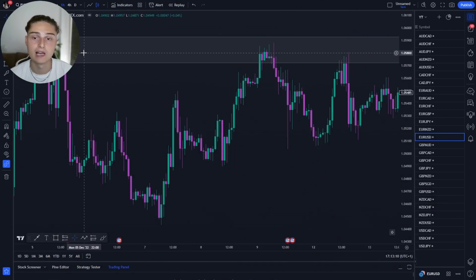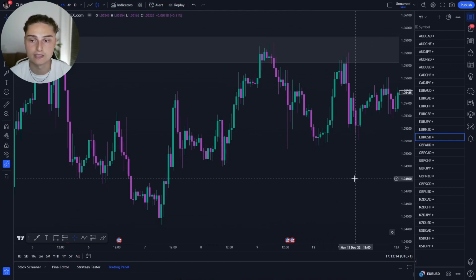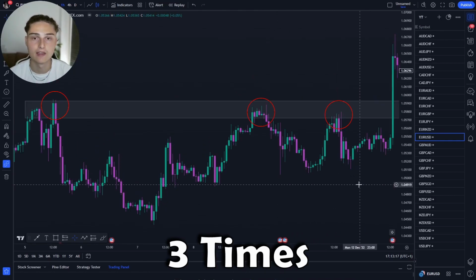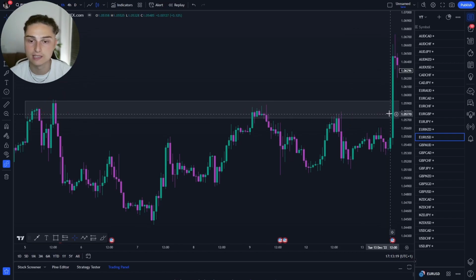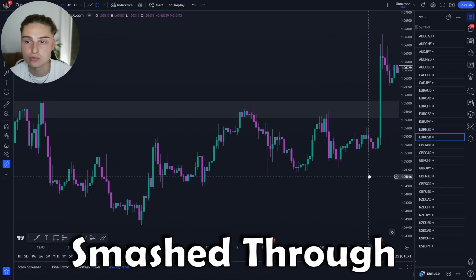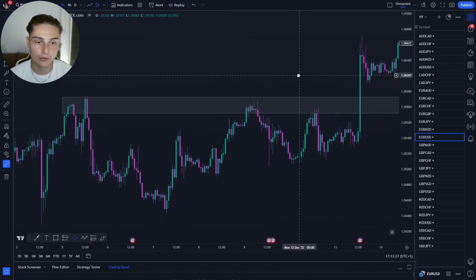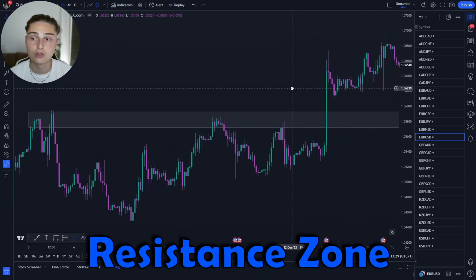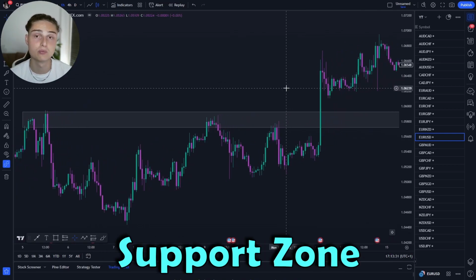As you can see, we have a resistance zone. Price has bounced once, price has bounced twice, price has bounced 3 times, and then on the 4th time, as you can see, there's no wick. This is a wick of a candle, there's no wick of the candle here. What it's done is just smashed straight through it. And now this resistance zone could be turned into a support zone.